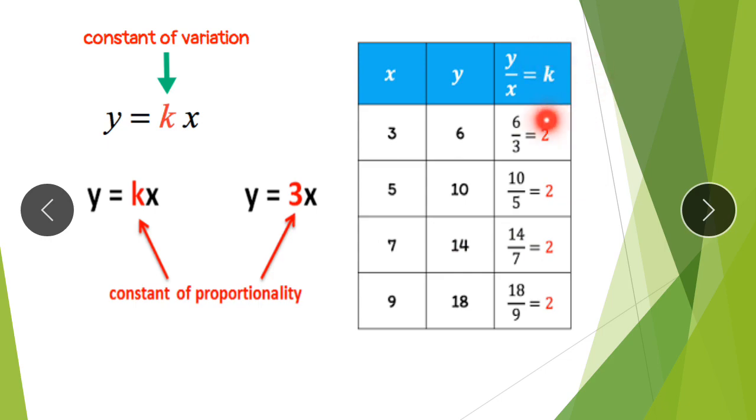You can find the constant of variation by shifting x to the other side of the equation, and here you can see that the constant of variation is 2. Since it is 2 everywhere, therefore it is named a constant.